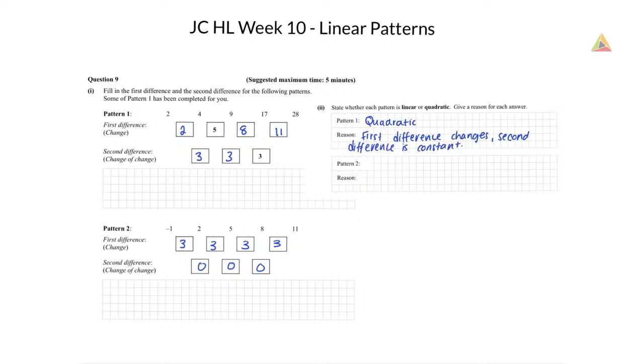Now for pattern 2, would we say it's quadratic or linear or exponential? So the first difference is constant, it's the same, so it's linear. So we say the pattern 2 is linear. And the reason being that the first difference is constant. So that's a very straightforward question, but it's important that you know the difference between quadratic, linear and exponential patterns.